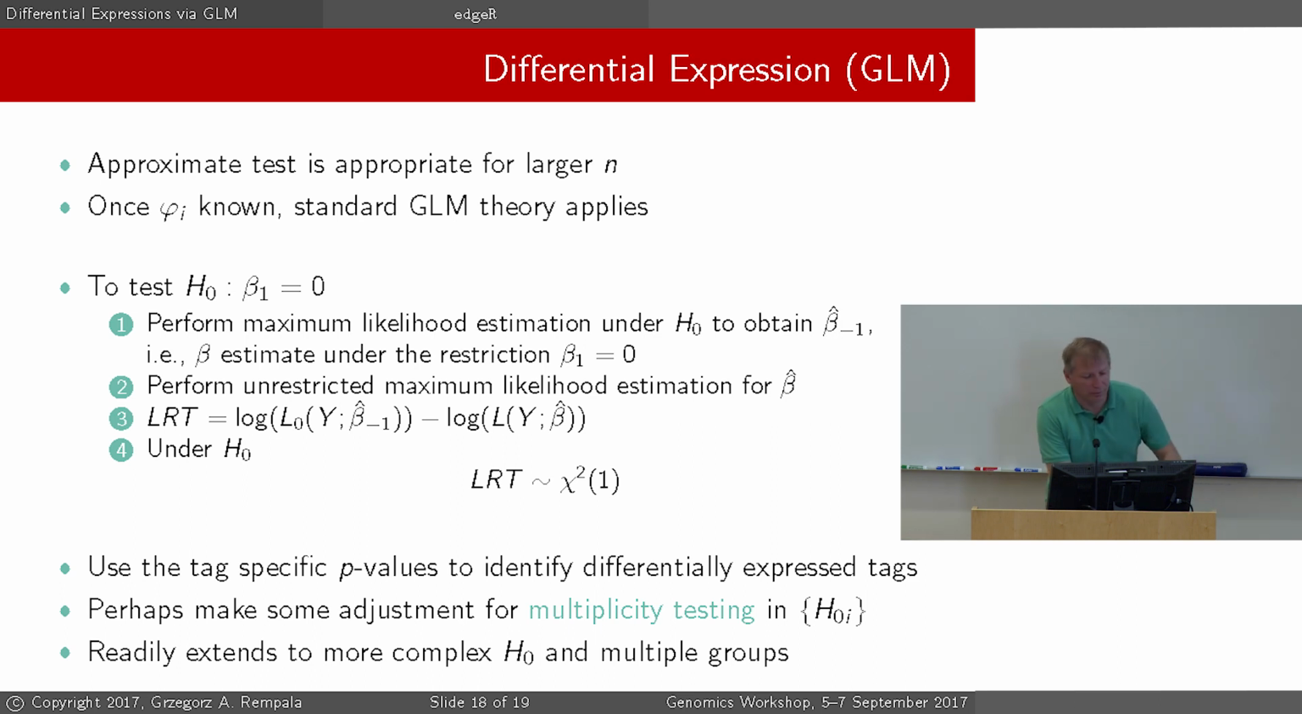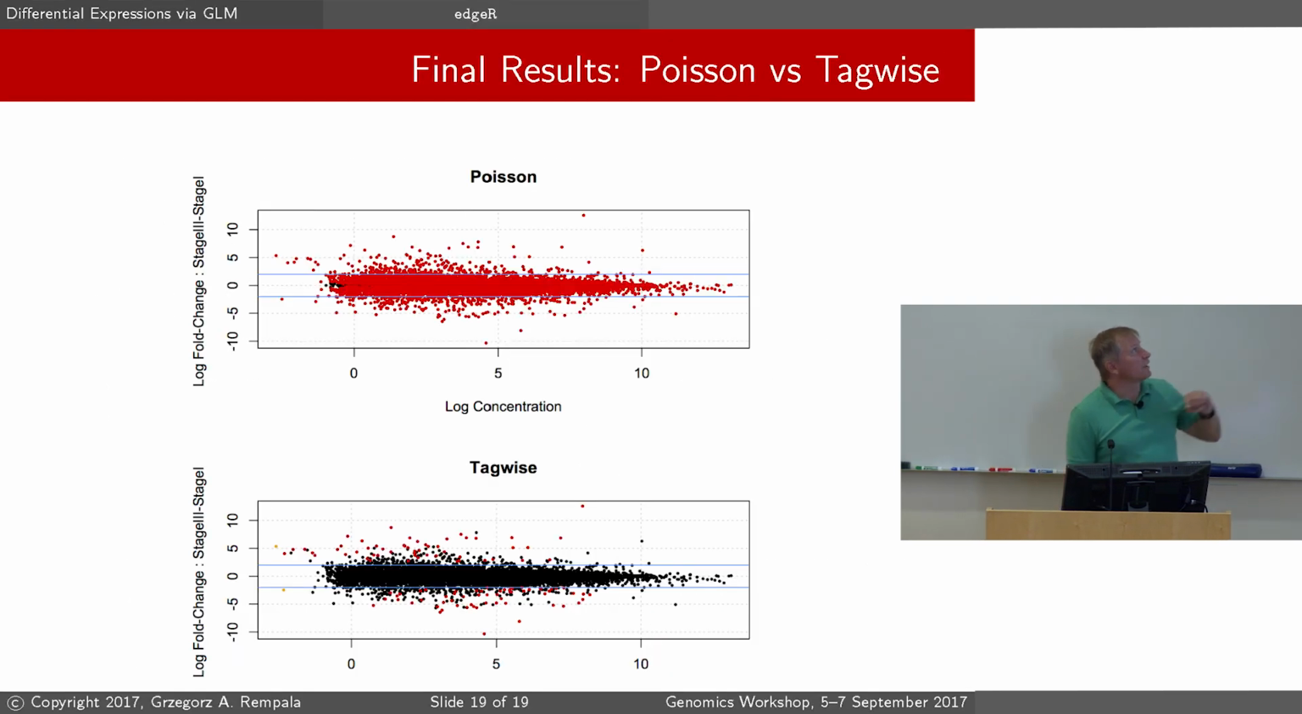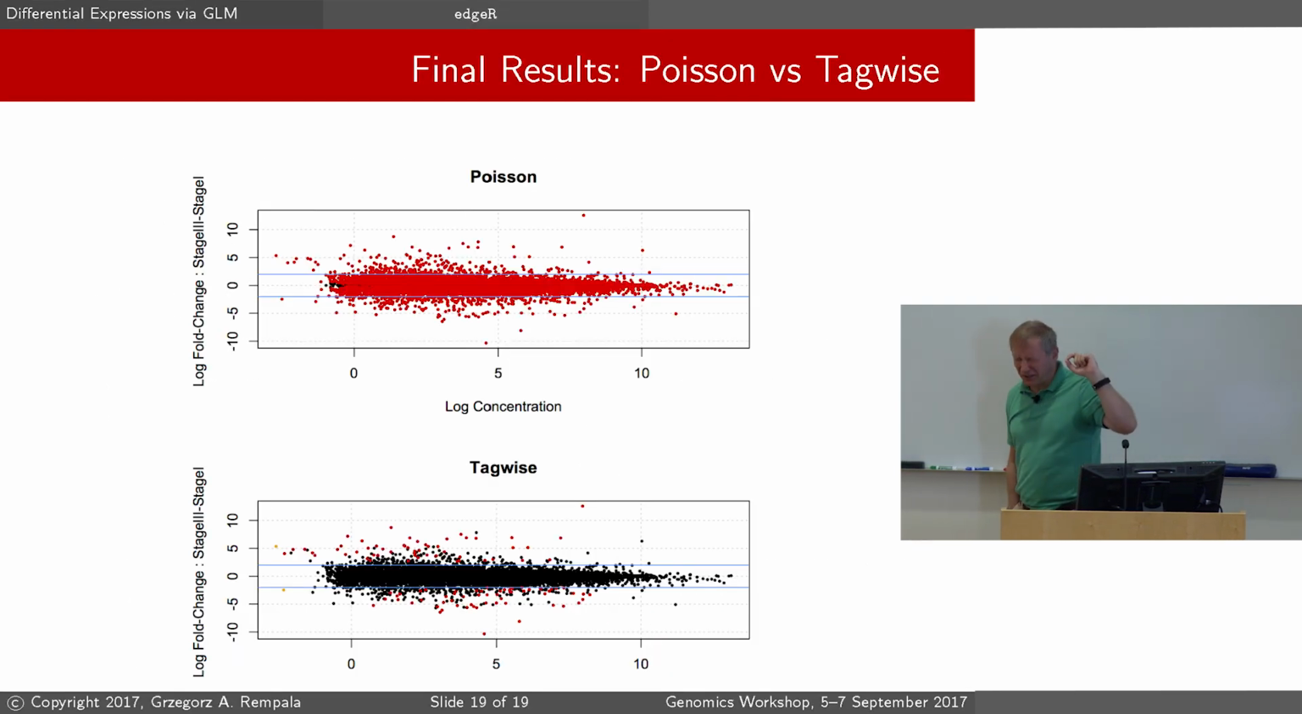So here's an example of the EdgeR at work. Okay? This is ultimately what we would be interested in doing. This is the data which is looking at the concentration versus fold change in stage 2 and stage 3 and stage 1.